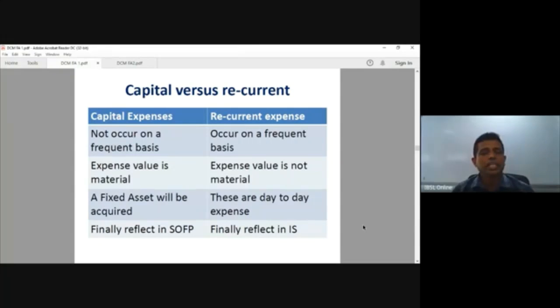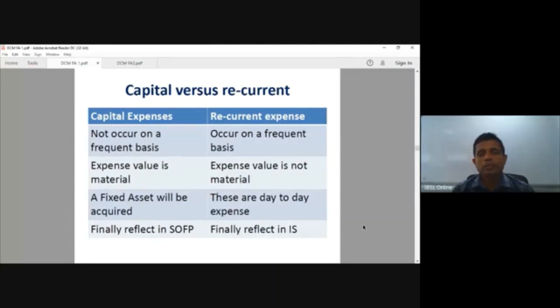We go to the two characteristics. Capital expenses do not occur on a frequent basis. If it is a recurrent expenditure, it occurs on a frequent basis. Now go to the two examples I quoted. Purchasing machinery.